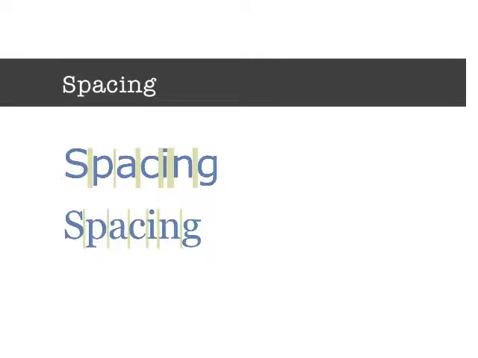Spacing refers to the amount of white space between each letter. Some font types contain more white space than others. Those with either too much or too little white space can be tiring to read. In this example, the top font is Verdana and the bottom font is Georgia.